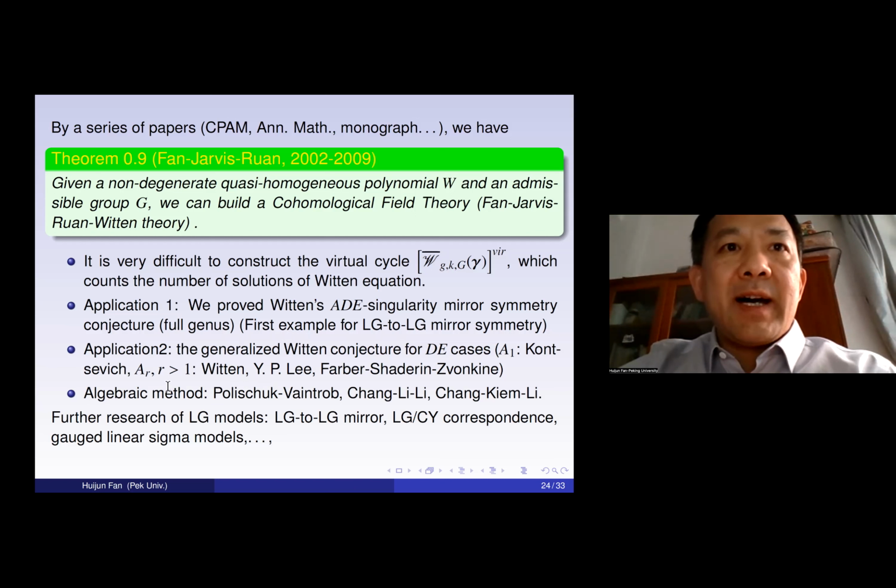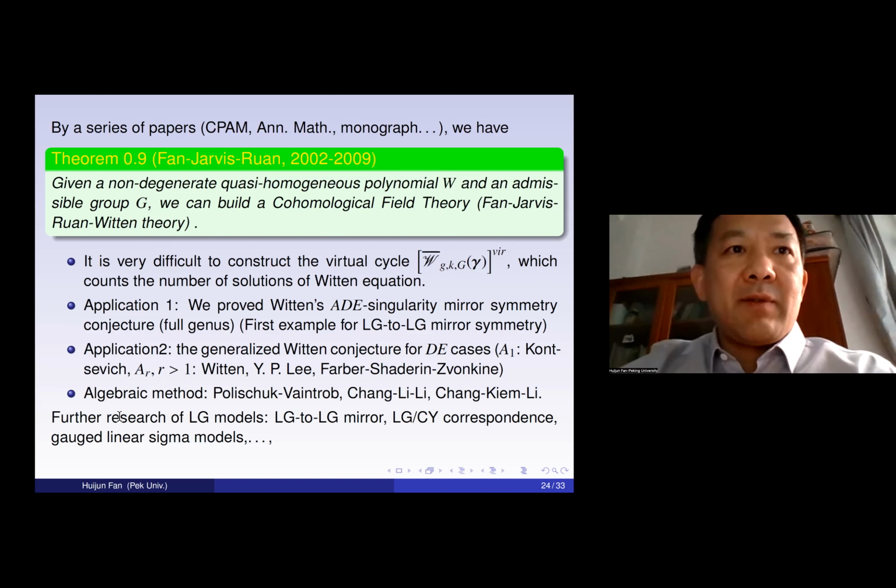And the case for R greater than 1 was partially resolved by Witten and Y.-P. Lee for the lower genus case, and for all genus by Faber, Shadrin, and Zvonkine. But we built the rigorous foundation for the Aspin curves.